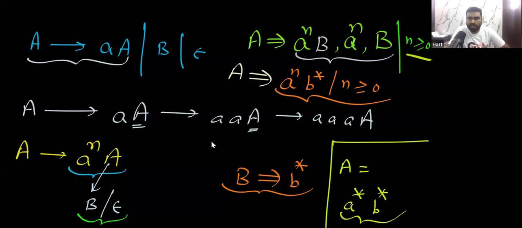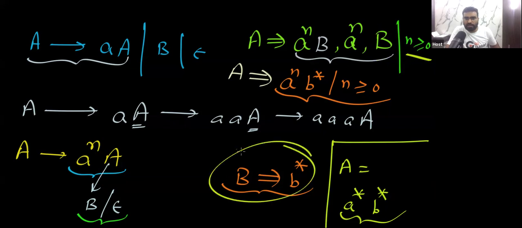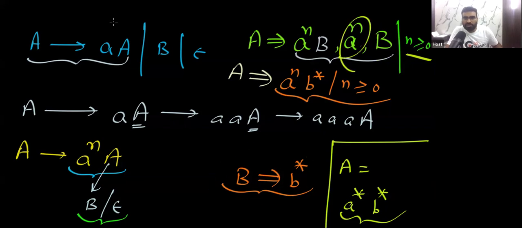Please tell me, did you understand? From A, I can generate A star B star. This is what I can generate from A. This is not complicated. You can take your copy and pen and easily see. Because from A, I can generate B directly, so I can generate B star, yes or no? And you can generate A star also. You can generate A star B star also, because A power n, n is greater than equal to 0. So this is basically A star B star.